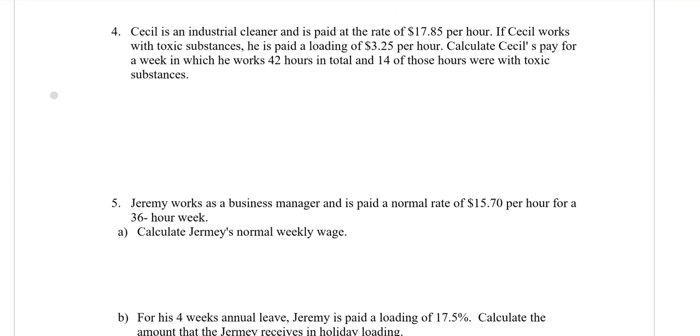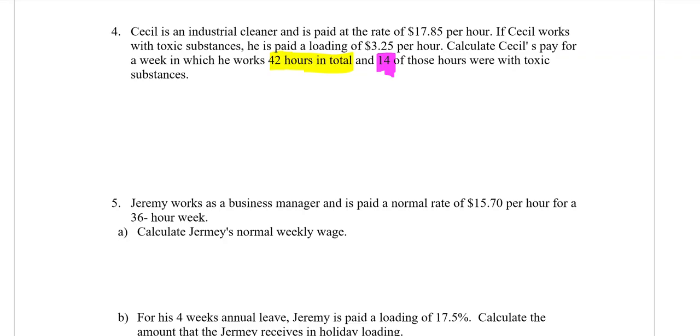Question 4. Cecil is an industrial cleaner and is paid at a rate of $17.85 per hour. If Cecil works with toxic substances, he is paid a loading of $3.25 per hour. So calculate Cecil's pay for a week where he works 42 hours in total. But 14 of those hours were with toxic substances.